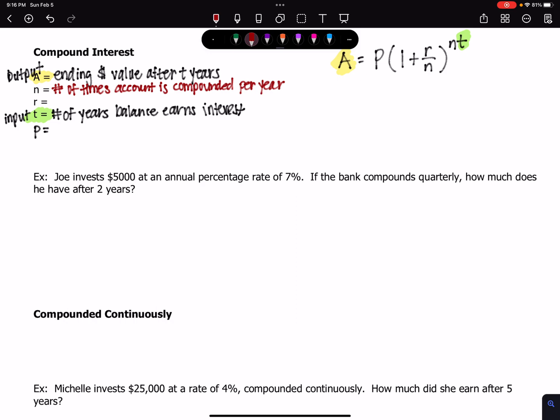R is the annual interest rate. So the annual interest rate. And then P is the initial dollar value that you invest.